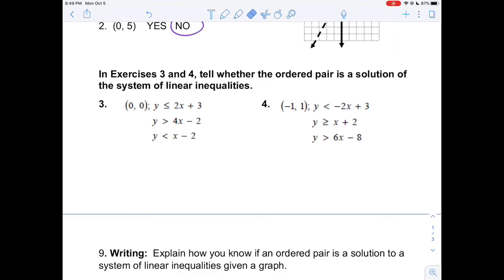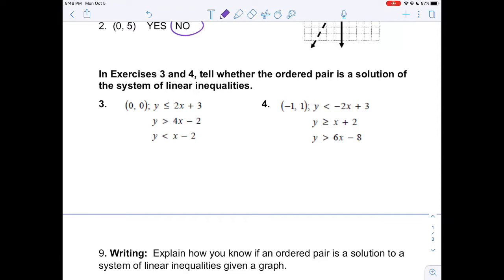Sometimes instead of being given a graph, we're given a system of inequalities in written form. We can still determine if an ordered pair is a solution of the system by plugging the ordered pair into each of the inequalities and seeing if the statement is true. If all three are true, then it is part of the solution to the system, and if even one of the inequalities becomes false, then it is not part of the solution.